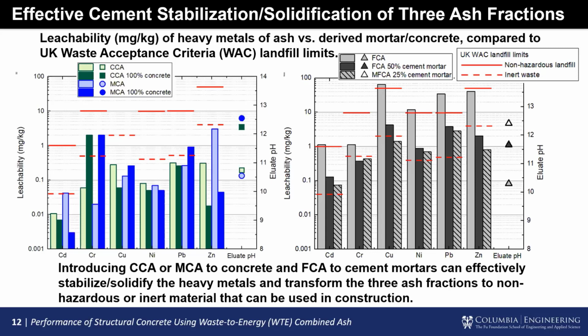In comparison, in all cement mortar samples, the leachability of heavy metals was significantly reduced and under the non-hazardous landfill limits. Therefore, we can conclude that introducing the coarse combined ash or medium combined ash to concrete as the stone aggregate substitute, and the fine combined ash to cement mortar, can effectively stabilize and solidify the heavy metals and transform these three ash fractions to non-hazardous or inert materials that can be used for construction.